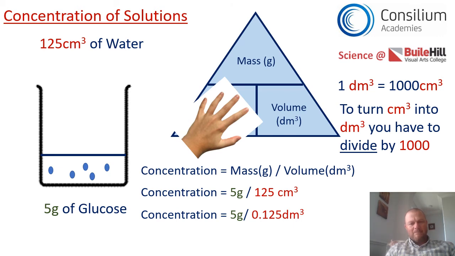Look at that line again. I've now converted those centimeters cubed into decimeters cubed, so I'm nearly ready to get the answer correct. So we're going to go 5 divided by 0.125 in our calculator, and the answer is 40 grams per decimeter cubed.